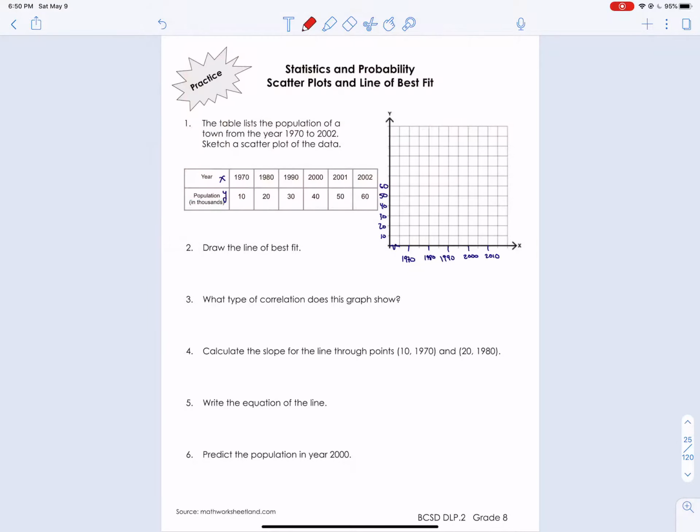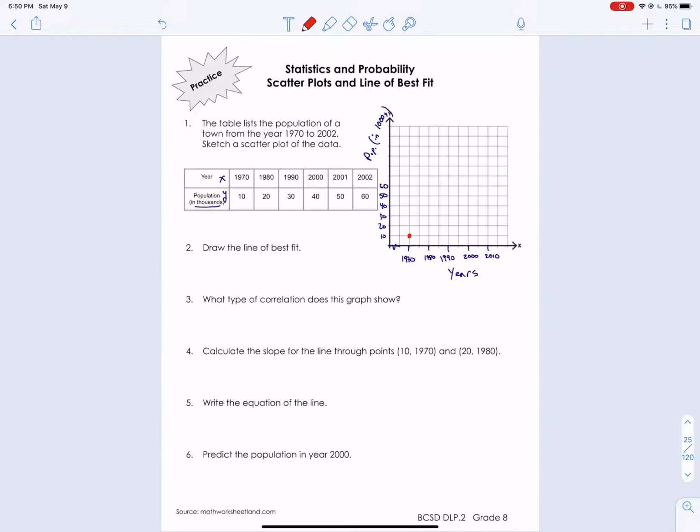All right, so let's plot these points. So 1970, let's actually label this first because there's something very important about our y-axis, and it says in thousands. So it's not 10 people, it's 10,000. So this is population in thousands. So 10,000, 20,000, 30,000, and so on. And then this is the years.